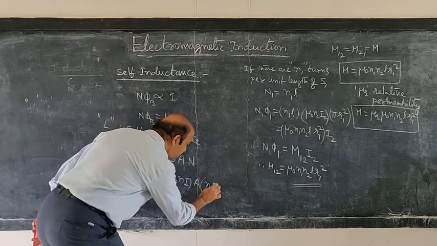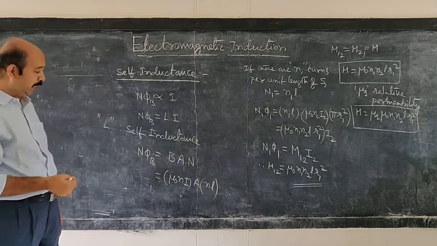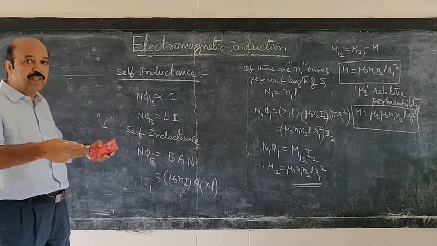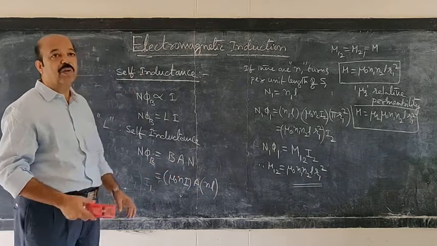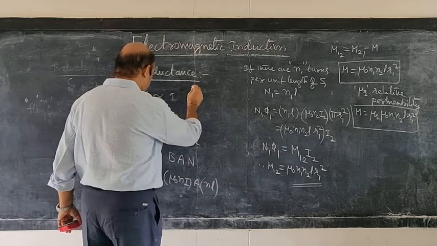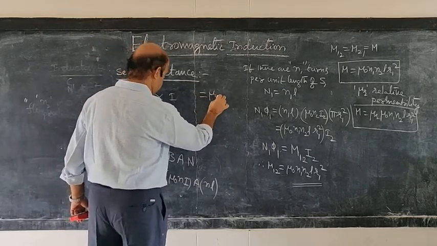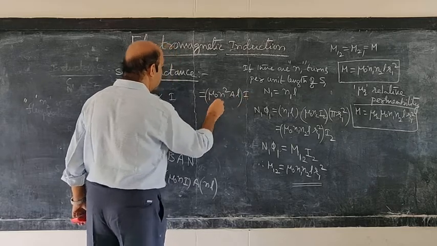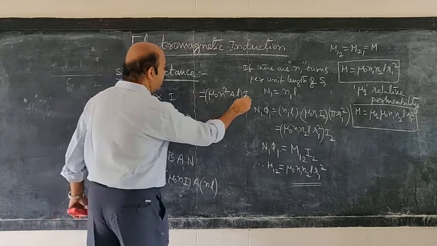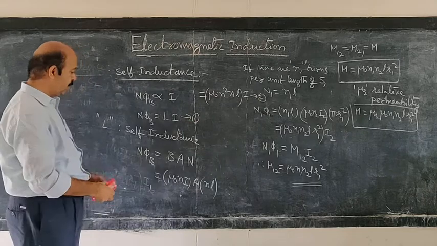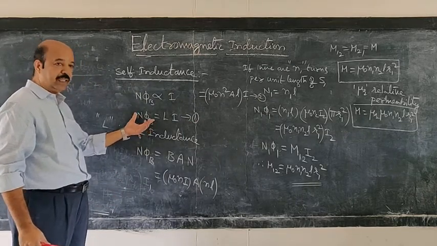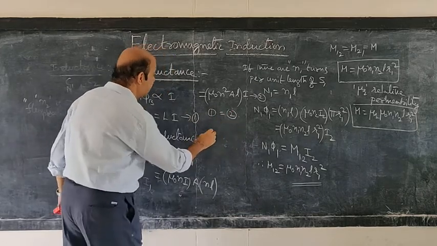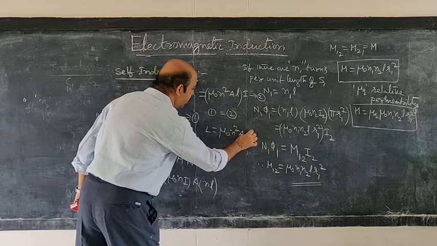The number of turns is N equal to n times l. Here small n is the number of turns per unit length, and l is the length of that coil, then n l gives you the total number of turns N in the coil. So the flux is equal to mu naught n squared A l into I. Let us compare this equation with the earlier equation. Comparing 1 and 2, because this is the total flux linked with the coil, and this is also the total flux linked with the coil, both are the same. Therefore, we can say that L is equal to mu naught n squared times the area of the coil times l.